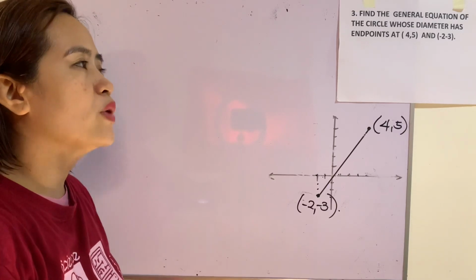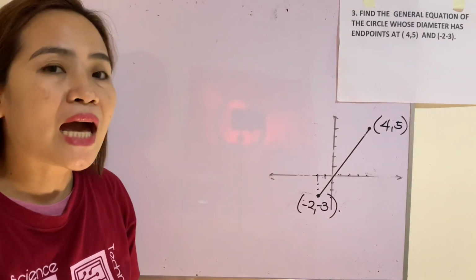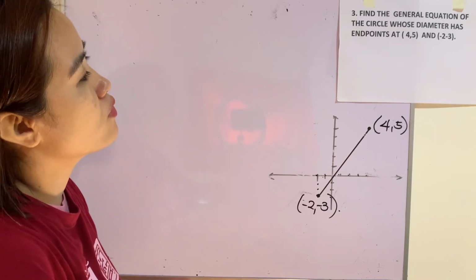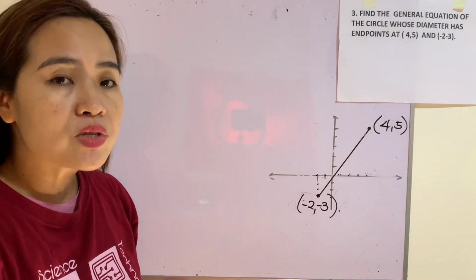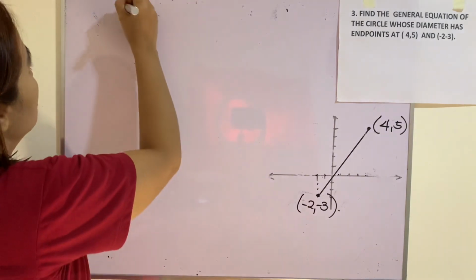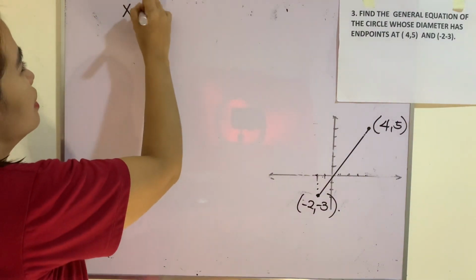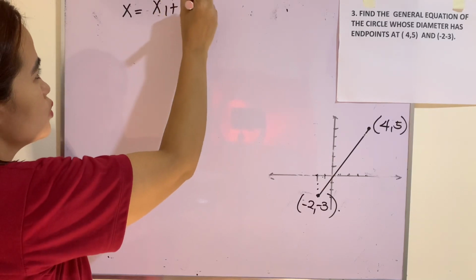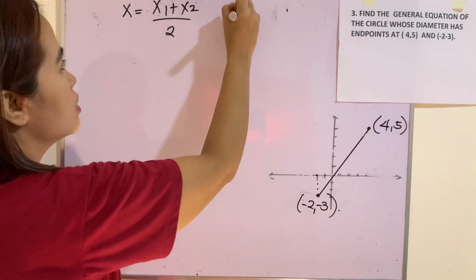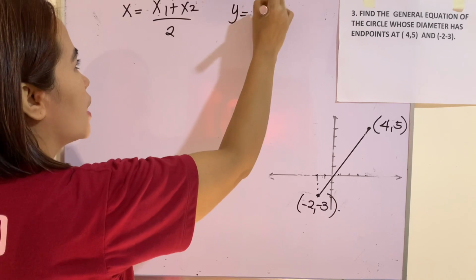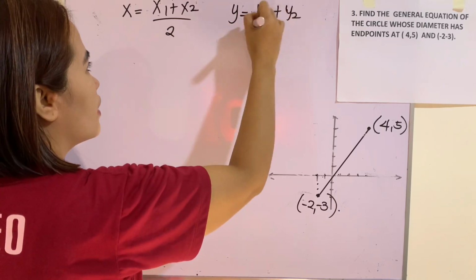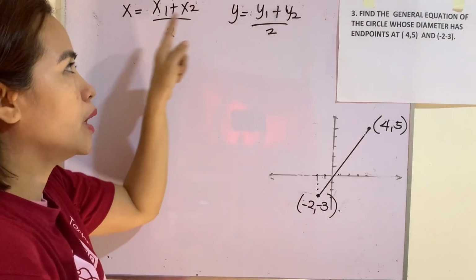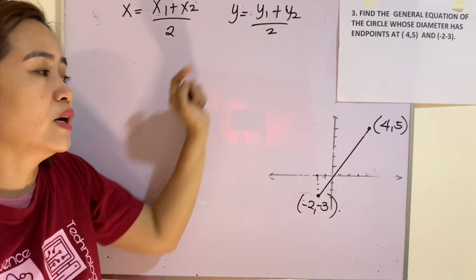How are we going to determine the center of the circle? To determine the center of the circle, we will be using the so-called midpoint formula. And this is the formula. X is equal to x sub 1 plus x sub 2 divided by 2. Same with y: y sub 1 plus y sub 2 divided by 2. X here is the x coordinate of the center and y here is the y coordinate of the center.